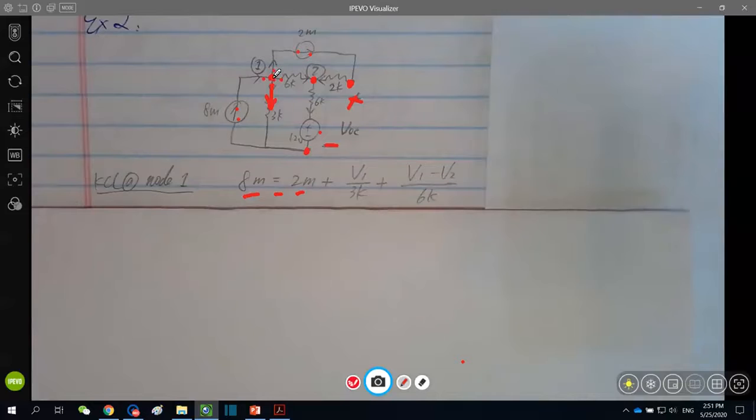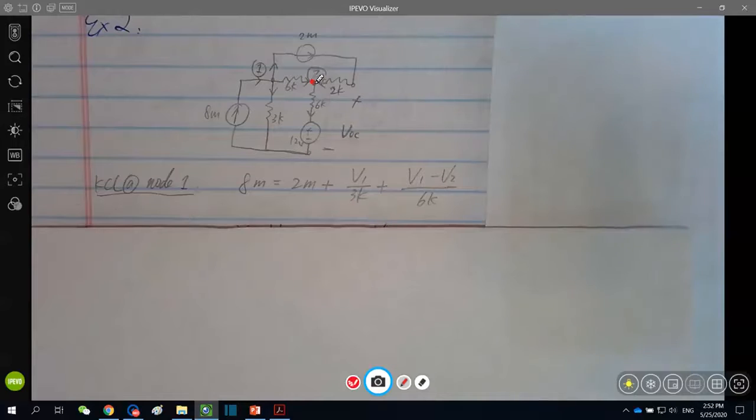If we define the node 1 voltage as V1, then V1 minus the ground 0 divided by 3K, by Ohm's law, you get the current downwards through 3K. The last current towards the right is also leaving node 1, so it equals V1 minus V2 divided by 6K. So this is the node 1 KCL.